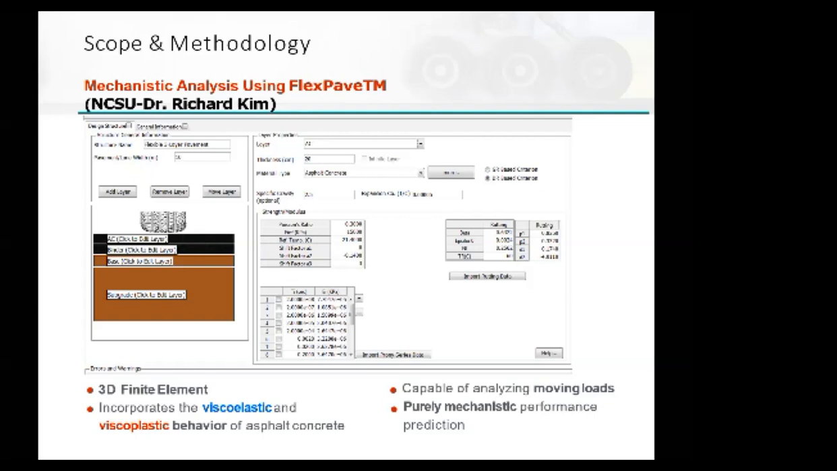It is capable of analyzing moving loads, and as far as rutting is concerned, it's purely mechanistic performance prediction. You don't have to worry too much about using empirical performance prediction models that have been calibrated based on truck traffic, and suddenly you want to adapt them to aircraft traffic. I mean, you don't have all these tricks that empirical prediction models play.